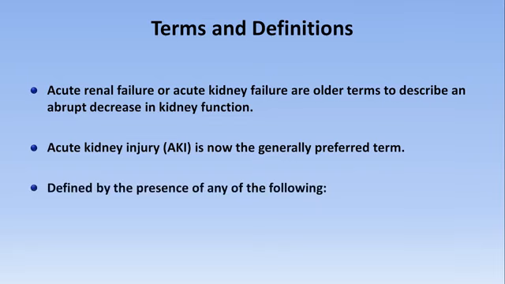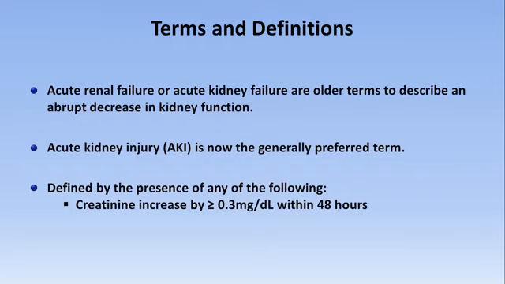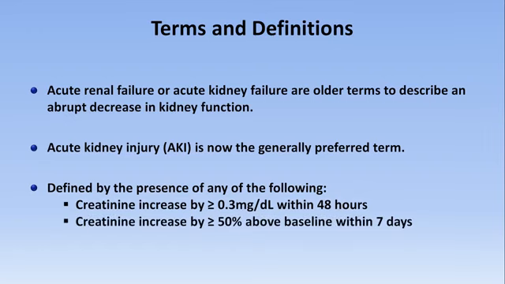AKI is defined by the presence of any of the following: a creatinine increase by 0.3 milligrams per deciliter or more within a span of 48 hours, a creatinine increase by 50% or more above the patient's baseline within a span of 7 days, or a urine output which is below 0.5 milliliters per kilogram per hour for at least 6 hours. In practice, I find that clinicians don't adhere too strictly to this definition, as it's not perfect.